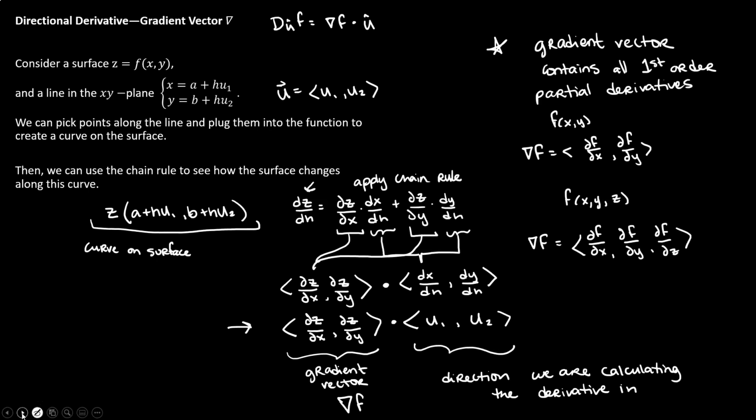Let's try one. Using our shortcut, finding the gradient vector, dotting it with the direction we're traveling in, let's calculate the directional derivative for this function f. f is equal to x times e to the y plus cosine of x times y. So first thing we need to do is find our gradient vector. We know that the gradient vector contains the partial derivative with respect to each variable, so I'm going to find two partial derivatives here, one with respect to x, one with respect to y.